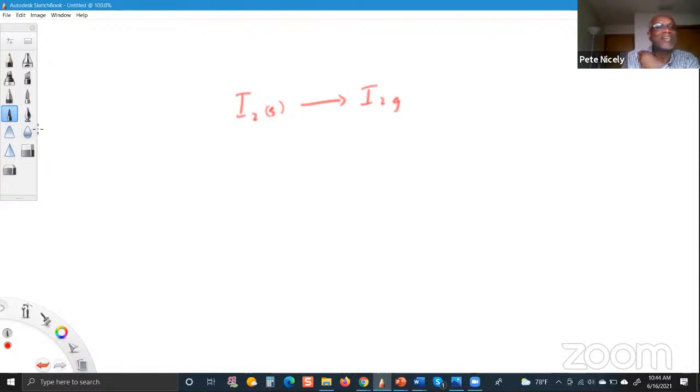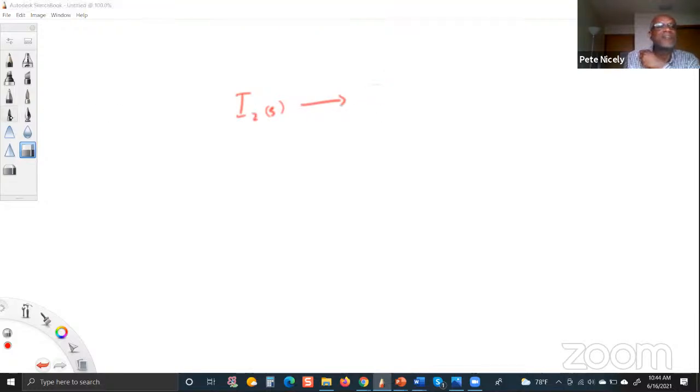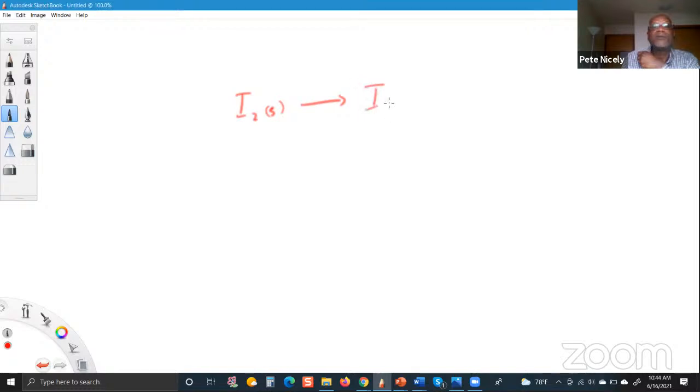No, I'm sorry, I started off wrong. Iodine, which is a solid, is converted to a liquid, I2 liquid, and then I2 liquid is converted to I2 gas, right? So the enthalpy change for this conversion would be the enthalpy of fusion, and the enthalpy for this here would be the enthalpy of vaporization.